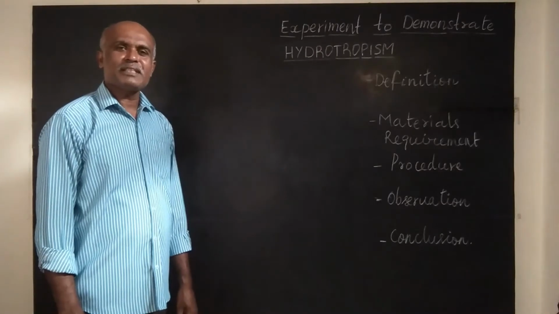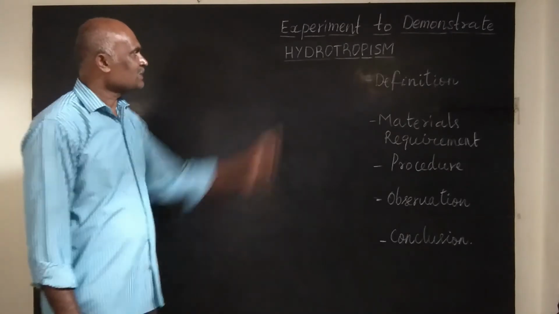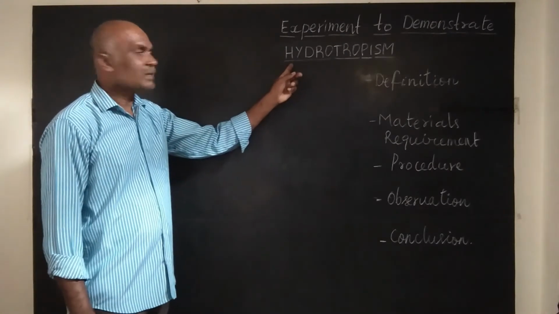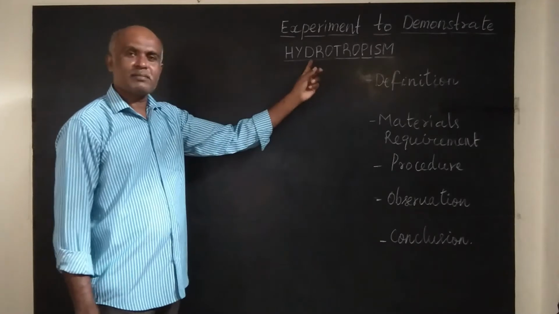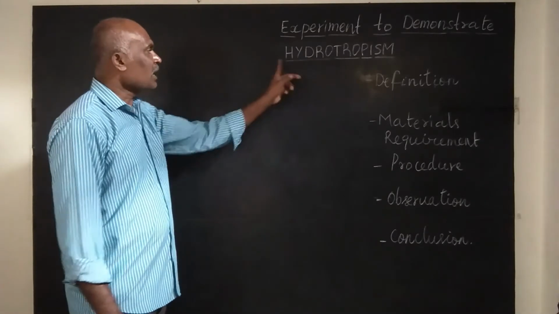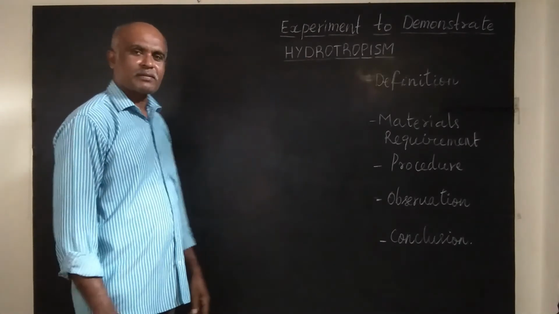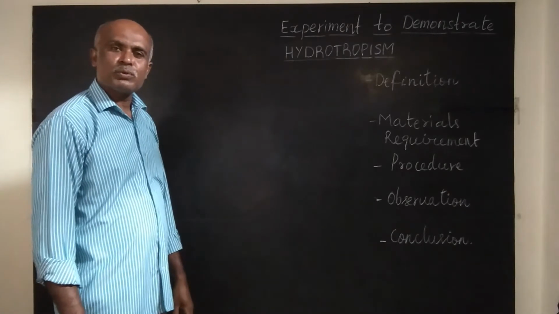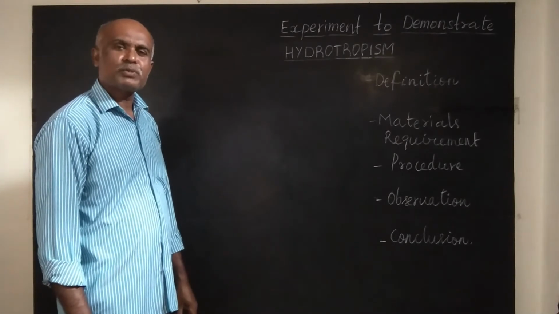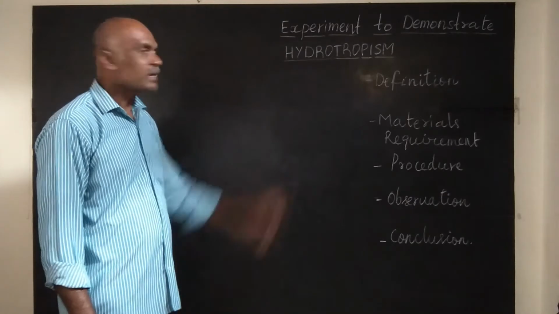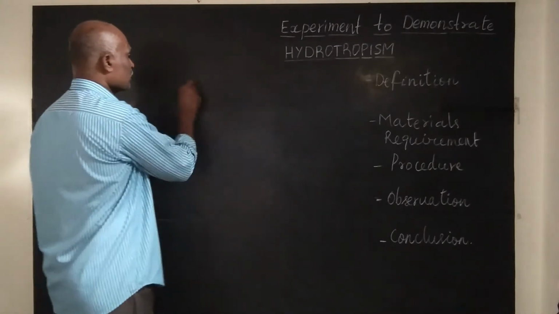Welcome. In this video session, let us understand hydrotropism. First, let us define the term hydrotropism. Hydro means water. Growth of roots or movement of roots towards the source of water is hydrotropism.